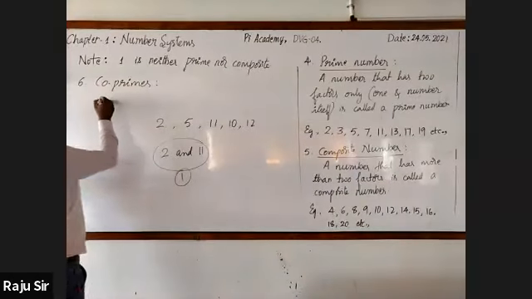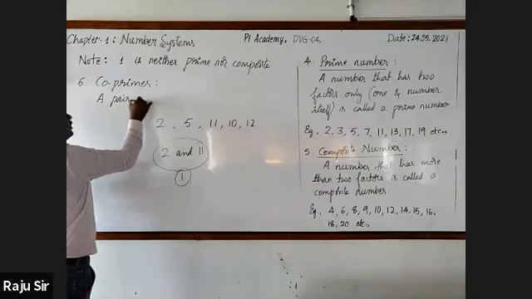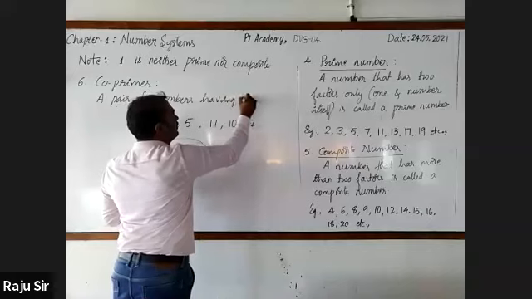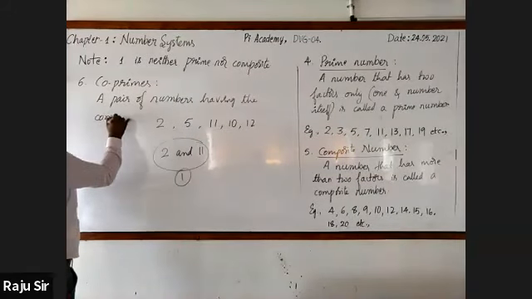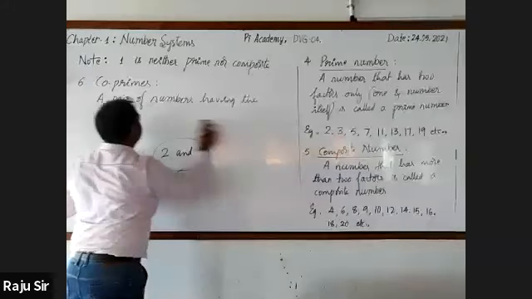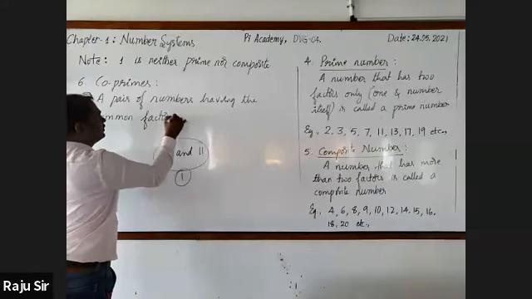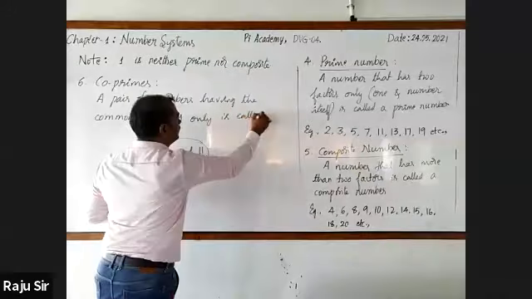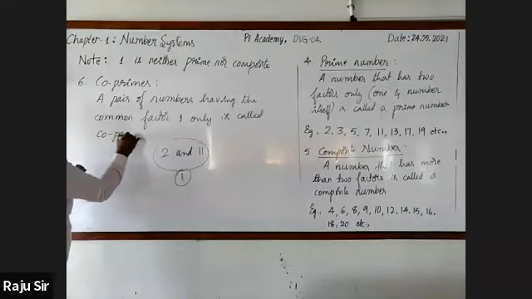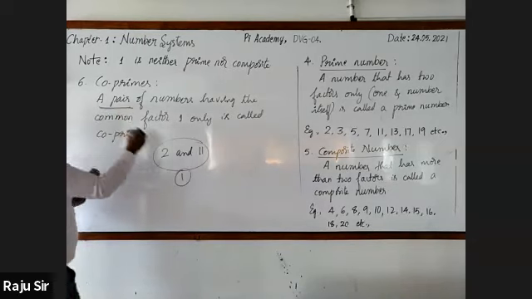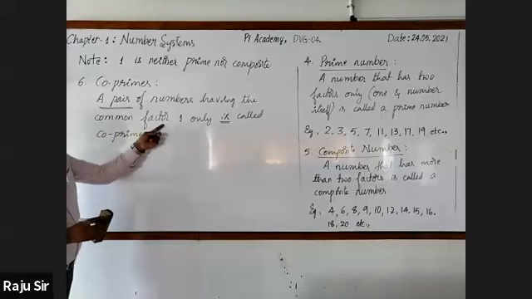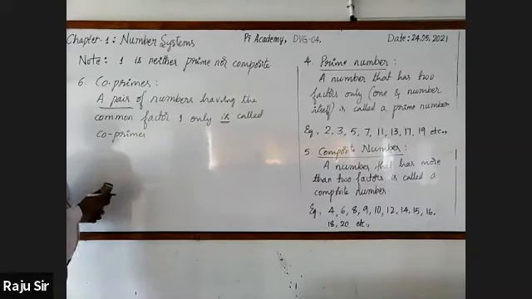A pair of numbers having the common factor 1 only is called co-primes. As we have taken a pair, you have to use the singular auxiliary verb, that is, 'is'. Pair of numbers having the common factor 1 only is called co-primes.